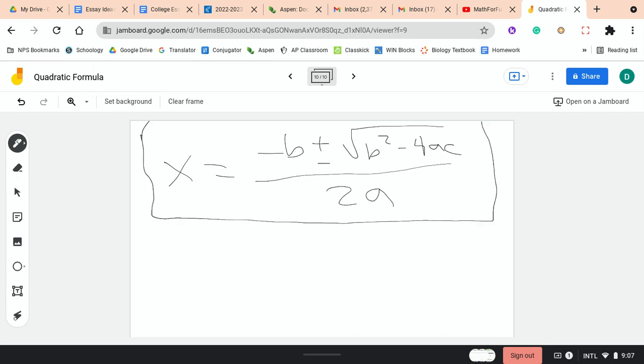So what we've done is we found a solution for the x-intercepts of a quadratic in terms of the coefficients, which is exactly what we set out to do. So that's where the quadratic formula comes from.